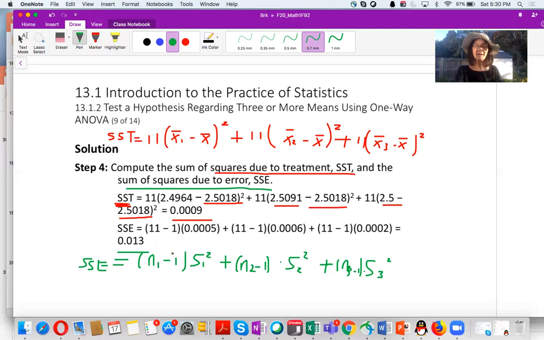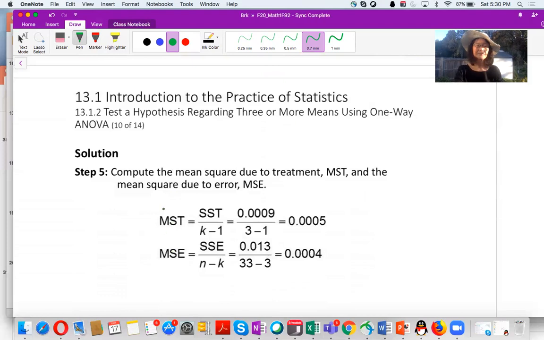Once you have SST and SSE, you then compute the mean square due to treatment, MST. You use SST divided by K minus 1, where K represents the number of treatments. In our example, K equals 3 because we have 3 different years, 1990, 1995, and 2000. You do the calculation, and you get MST is 0.005.